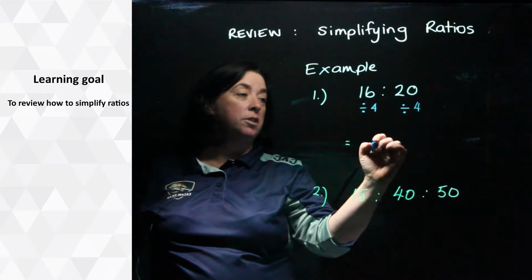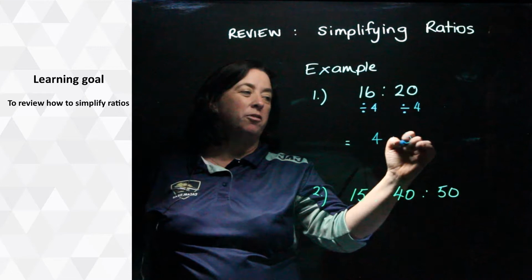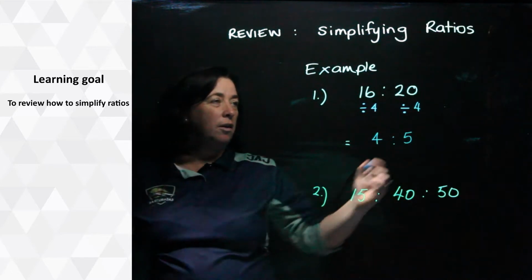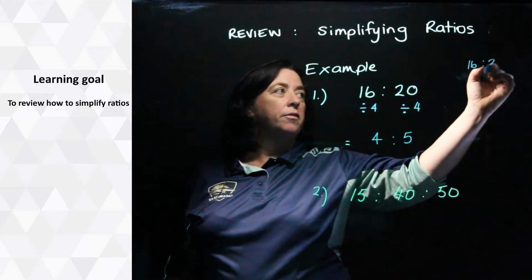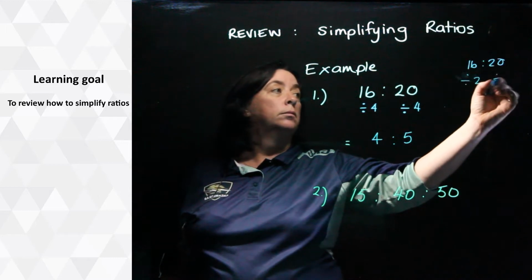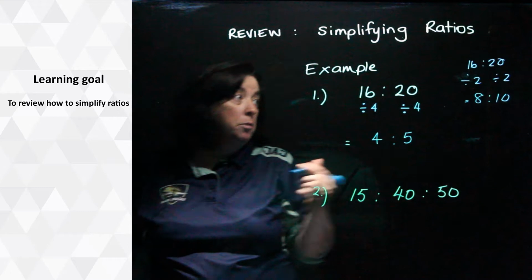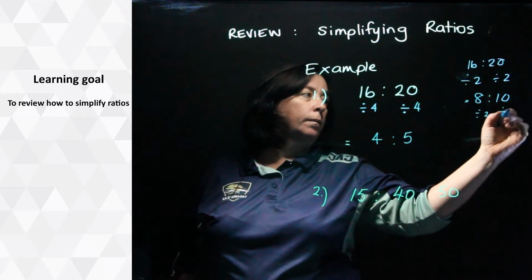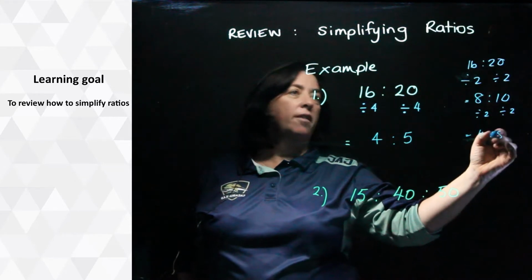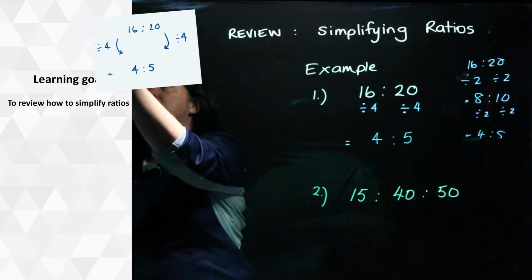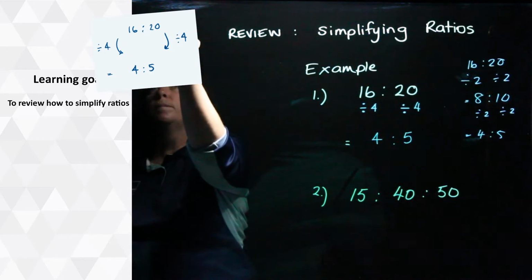16 divided by 4 is 4. 20 divided by 4 is 5. Now you can also go, if you're not sure of the 4, if you divide by 2, you'll get 8 is to 10, and you can go 2 again. And you get 4 is to 5. Now I know some people do arrows like that.